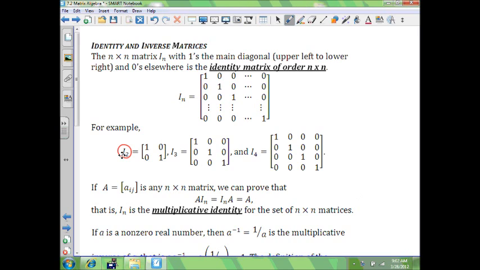There's a 2 by 2. Here's a 3 by 3. There's a 4 by 4 identity matrix.